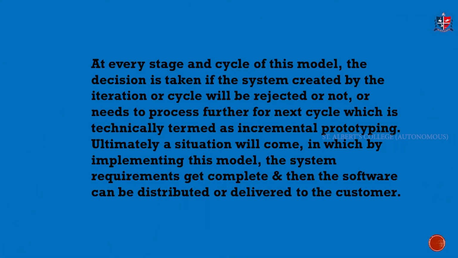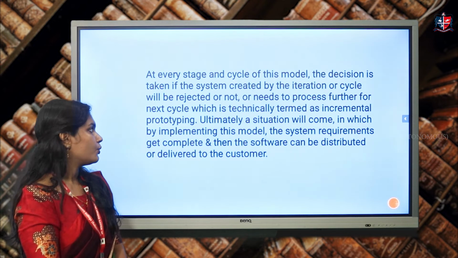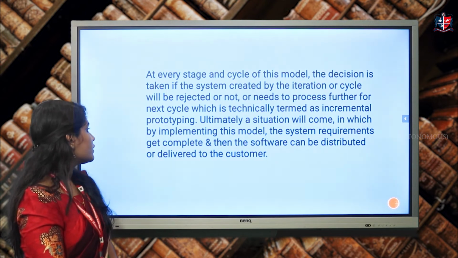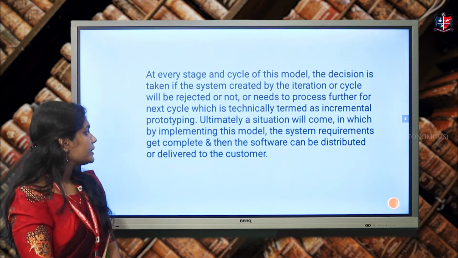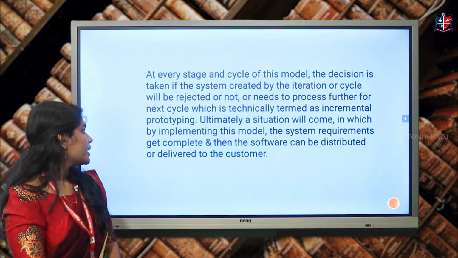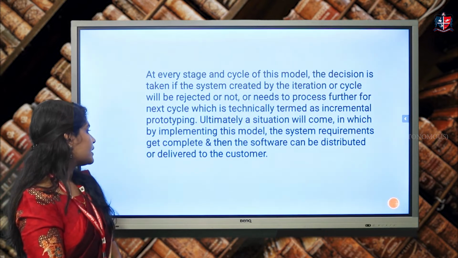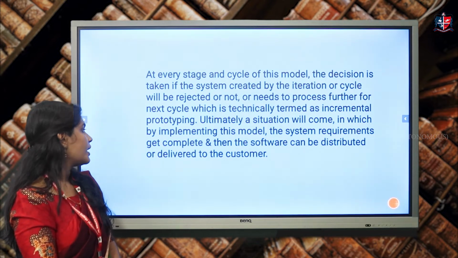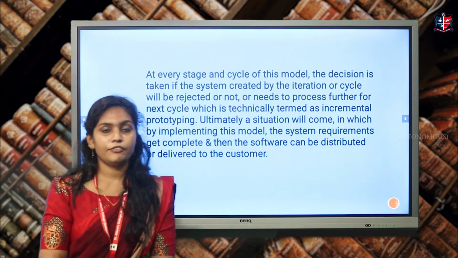At every stage of the cycle of this model, the decision is taken whether the system created by the iteration or cycle will be rejected or not, or needs to proceed further to the next cycle, which is technically termed as incremental prototyping. And ultimately, a situation will come in which, by implementing this model, the system requirements get completed and then the software can be delivered to the customer. So, it contains different cycles.